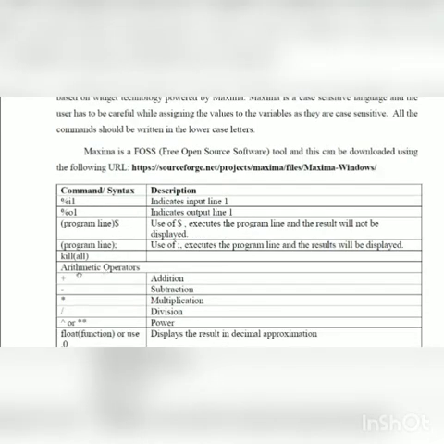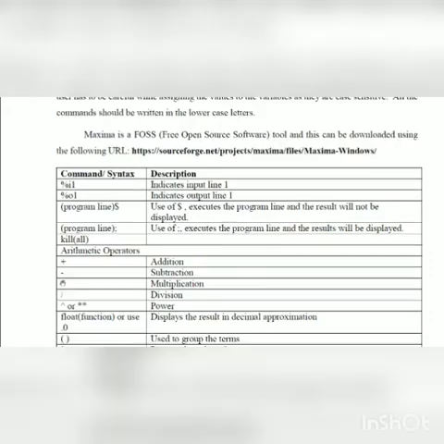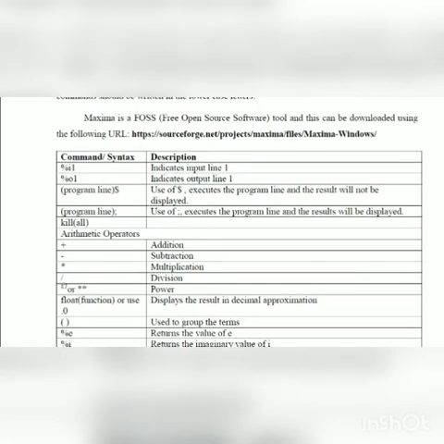Then, how to give arithmetic operators. Arithmetic operators, as you all know, are addition, subtraction, multiplication, division, and power. If you want to add any two numbers, you have to use the plus symbol. If you want to subtract any two numbers, you have to use the minus sign. If you want to multiply any two numbers, you have to use star. And if you want to divide one number by another, you have to use slash.